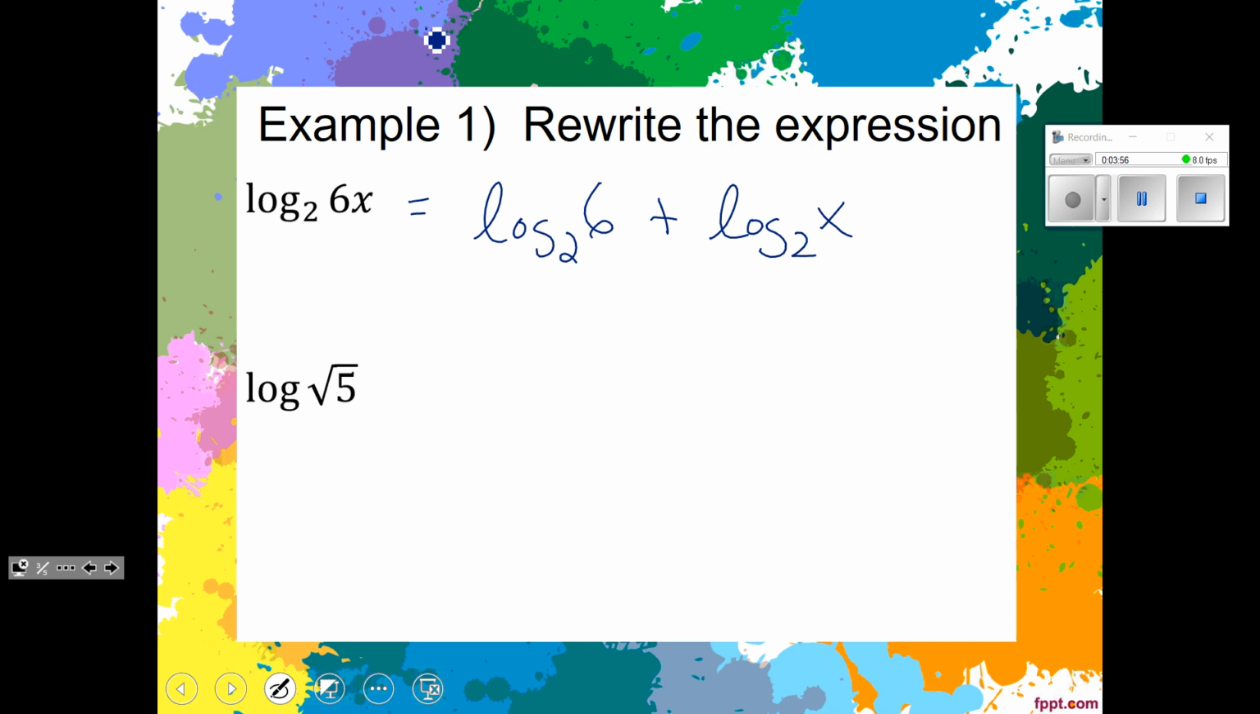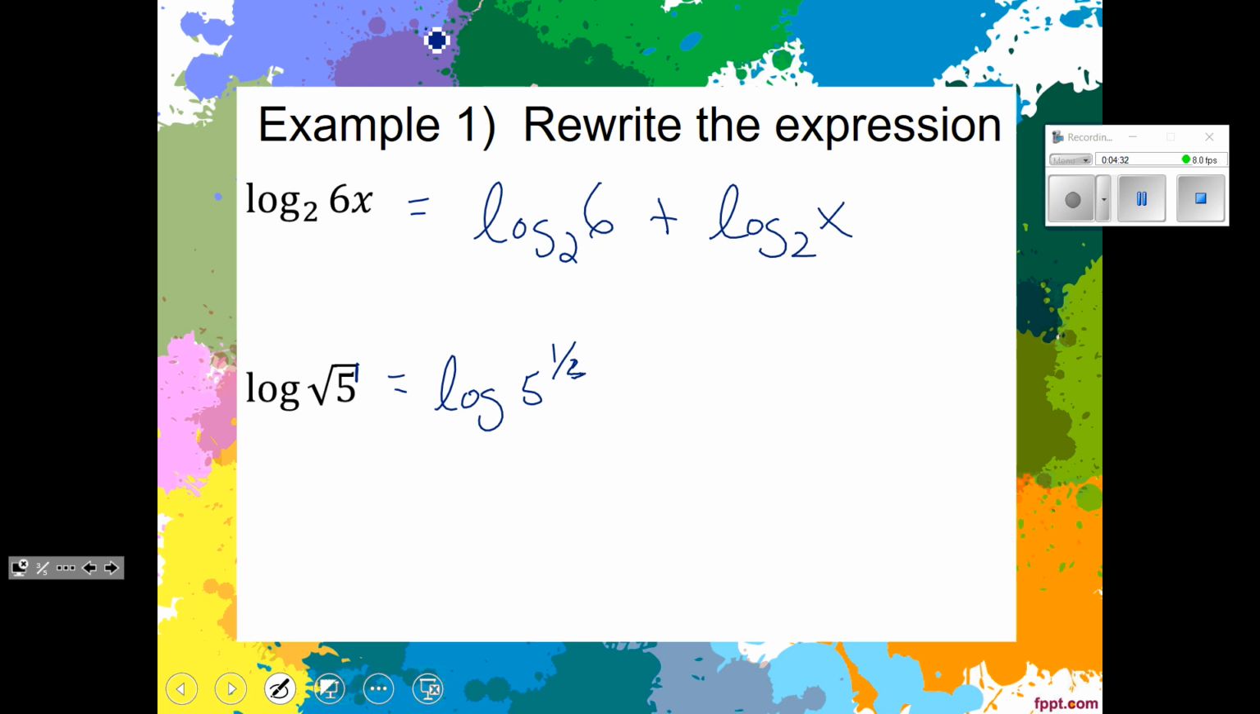Okay, how about the log of the square root of 5? First of all, when we're dealing with logs, we don't deal with radical form, we deal with exponential form. So you need to take that radical and write it with an exponent. So how would I write it first? Let's say the log of 5 to the 1/2 power. The root is 2, and the exponent of 5 is 5 to the first.